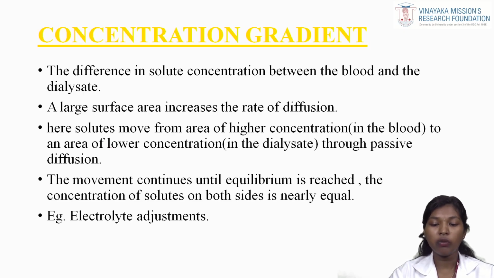The movement continues until equilibrium is reached. When the dialysate and blood reach the same concentration, the process will continue on both sides equally. For example, it is an electrolyte adjustment. In simple words, we can call it electrolyte adjustment.